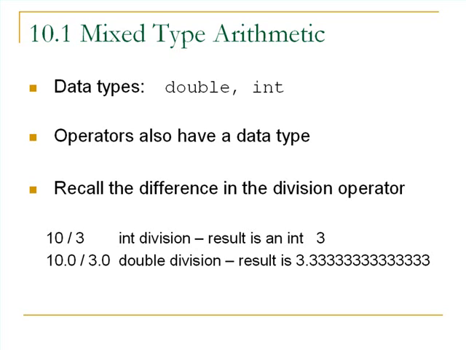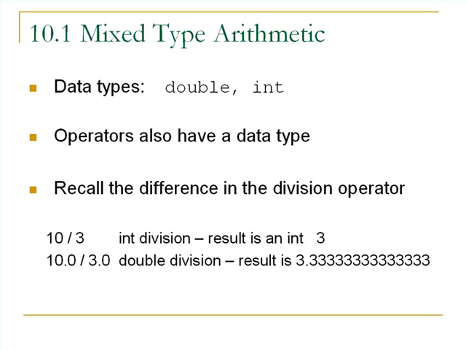I haven't told you this yet, but the arithmetic operators also have a data type associated with them. Recall we did discuss the difference between these two statements, 10 divided by 3 and 10.0 divided by 3.0. 10 divided by 3 is an int division because there are no decimal points. 10 and 3 are int literals, and the answer is an int. So an int operator evaluates to an int, and a double operator evaluates to a double.